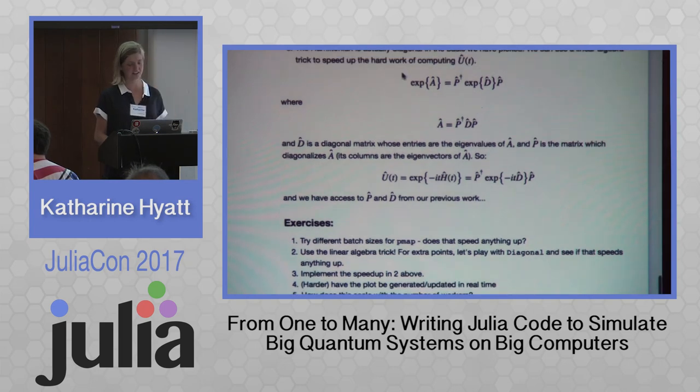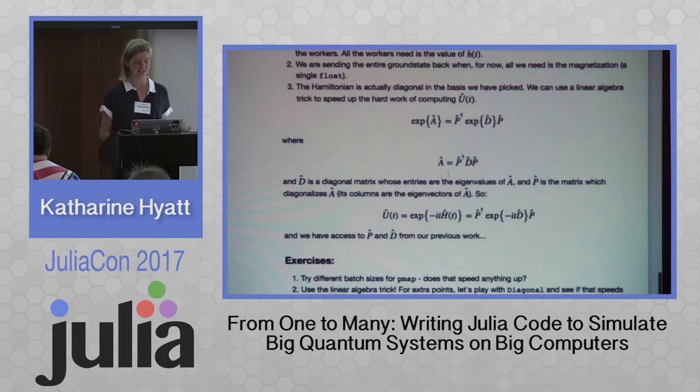So you can use the fact that in a matrix exponentiation, the exponent of some matrix A can be written as the projector into its diagonal basis times the exponent of all its eigenvalues times the projector into its diagonal basis, which is actually just the matrix of eigenvectors. And by doing this, you can speed up this computation quite a bit.